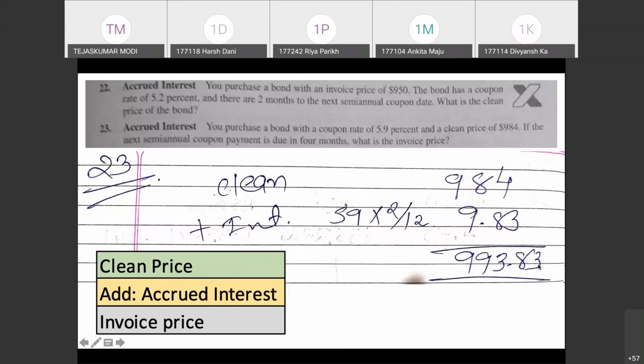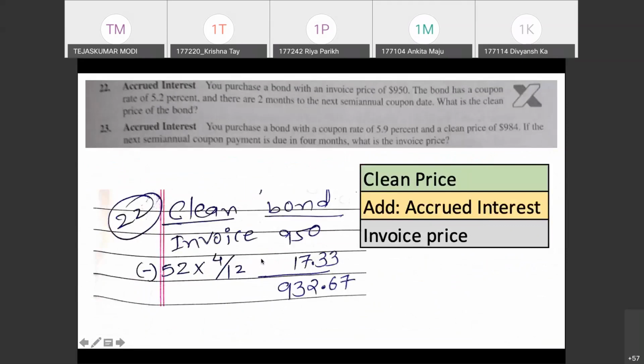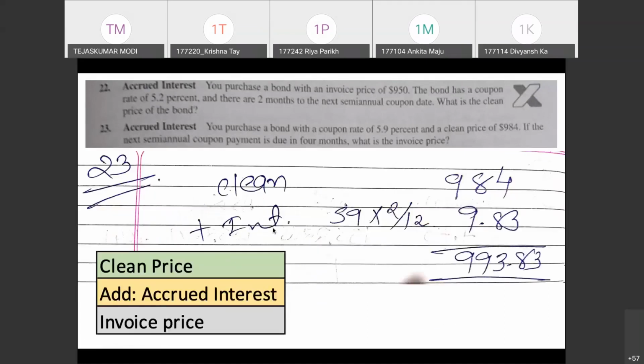Sir, we also added interest in the 22nd question, but there we deducted it from the invoice price. Yes, invoice price minus interest. So this is the formula. If I go backwards, of course I have to deduct. Because the invoice price already includes the interest, I have to subtract it, because I'm finding the clean price. And when I'm given the clean price and I'm supposed to find the invoice price, I have to add interest. So that is why the questions are different.